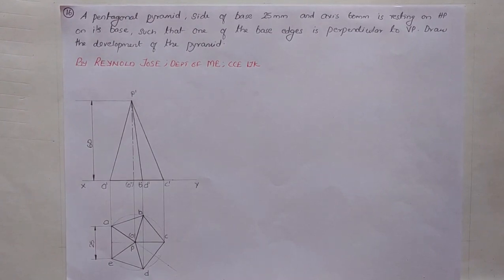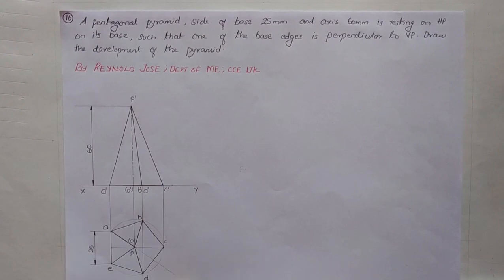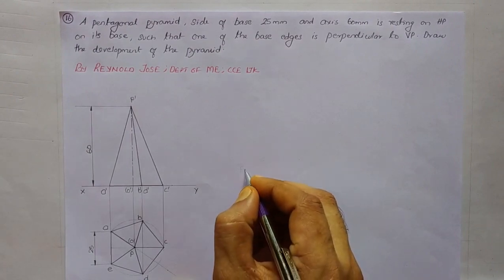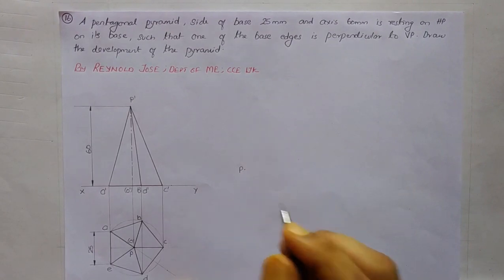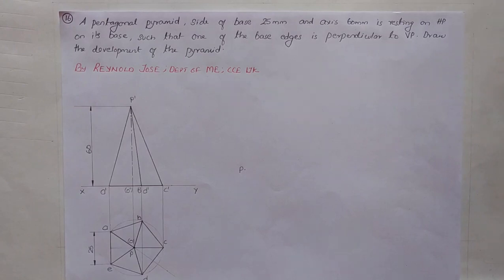For this pentagonal pyramid, we have 5 triangular slanting surfaces and a base which is a regular pentagon. So totally we have 5 plus 1, 6 faces, out of which 1 is the base. We have to unfold all these faces and make them flat. Then only we will be able to obtain the development of the corresponding solid. So let us start the solution by marking point P, which is the apex or vertex, on the right hand side.